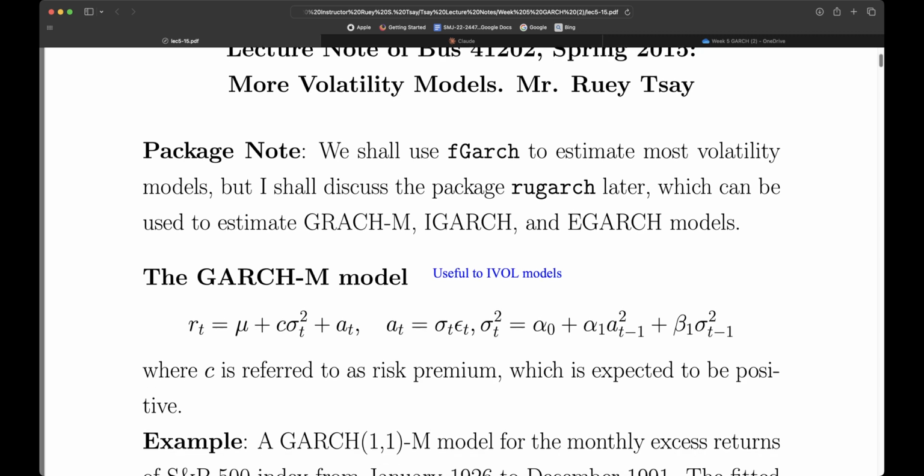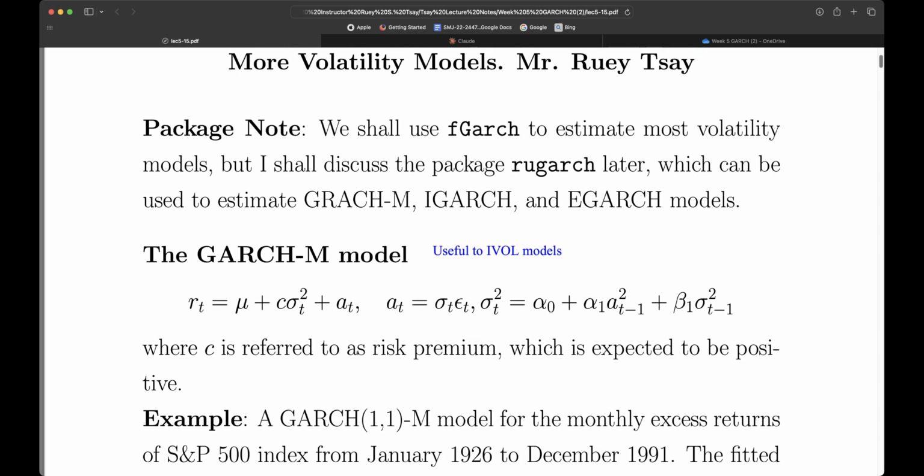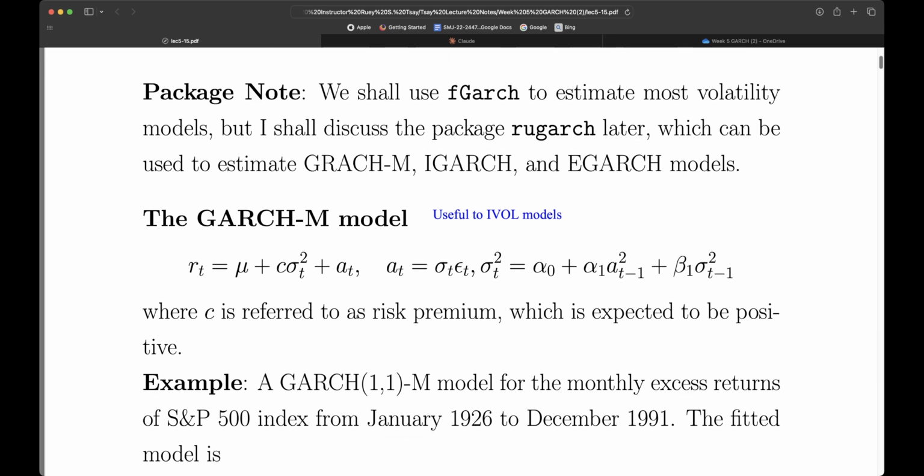They are quite useful. The GARCH-M model is very useful in my personal experience. Okay, so for the return r_t, let's say we have a constant mu plus c sigma_t. So sigma_t affects mu. And then we have the shock, which is sigma_t epsilon_t, and sigma squared is this part. It is a GARCH(1,1) model, where c refers to the risk premium, which is expected to be positive.